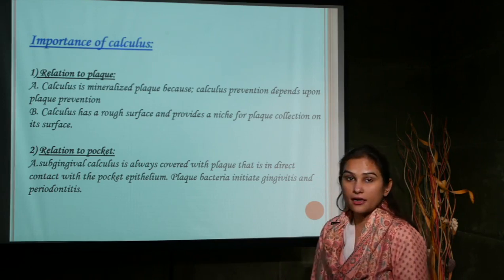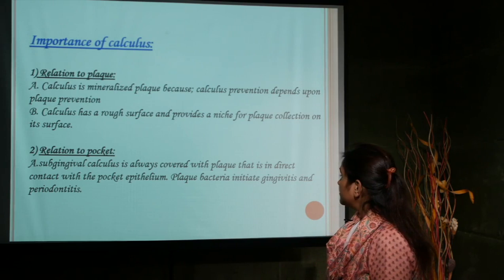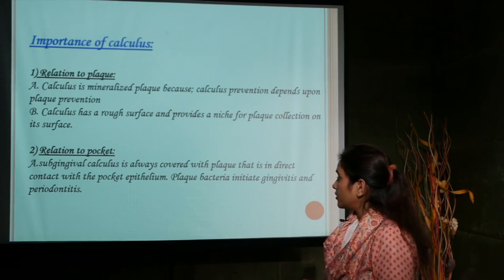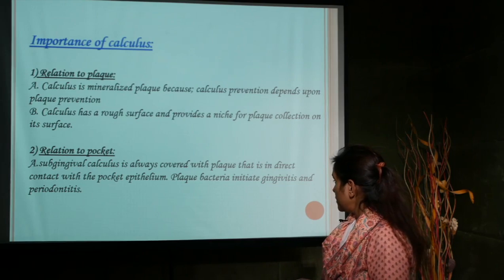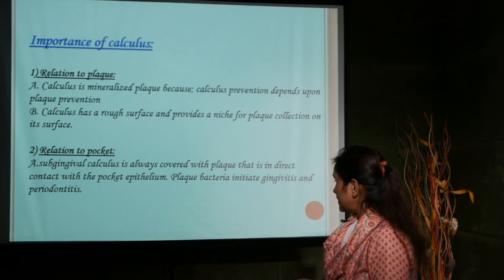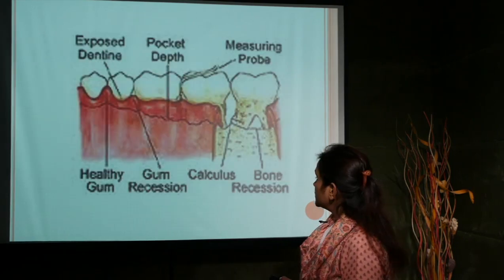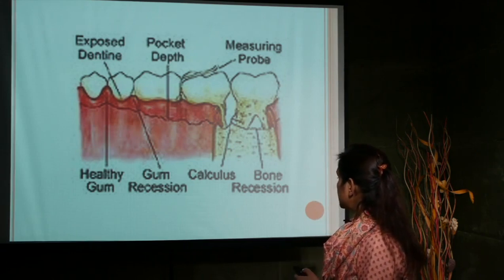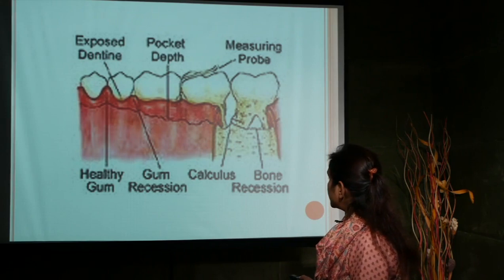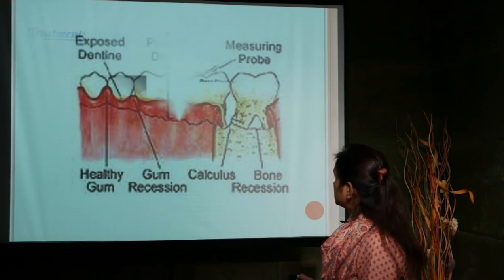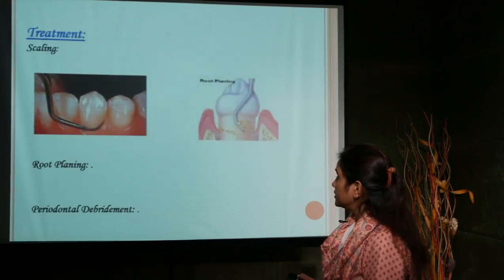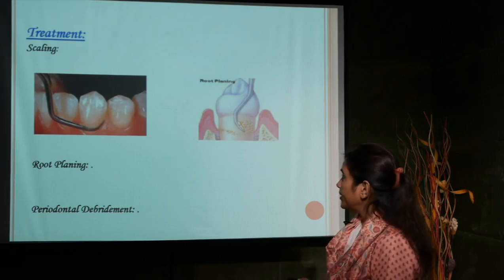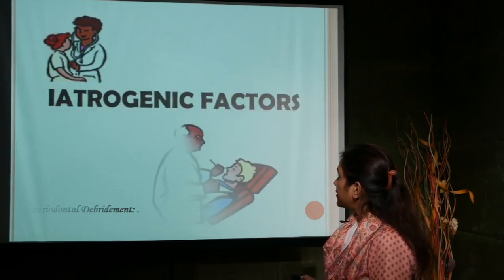Now, the relation of calculus to the pocket. Subgingival calculus is always covered with plaque that is in direct contact with the pocket epithelium. Plaque bacteria initiate gingivitis and periodontitis. Here, these are healthy gums, and when calculus formation occurs, it leads to gingival recession and bone resorption. Treatment is by oral prophylaxis. You will do scaling and root planing to remove the calculus.